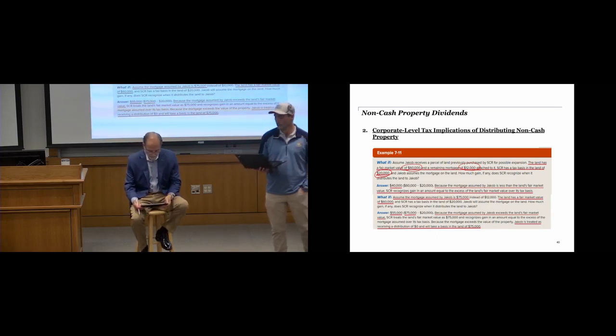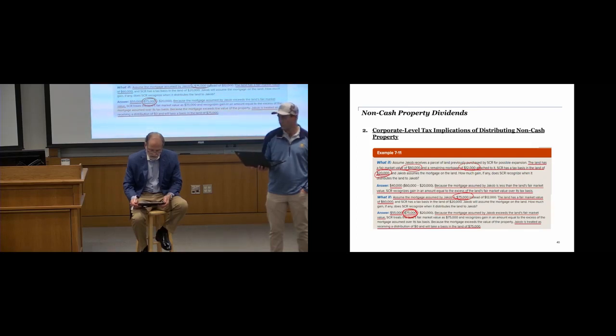Now assume the mortgage assumed by Jacob is $75,000 instead of $12,000. The land has a fair market value of $60,000. SER has a tax basis in the land of $20,000. Jacob will assume the mortgage on the land. How much gain, if any, does SER recognize when it distributes? This one is $55,000 because the mortgage assumed by Jacob exceeds the land's fair market value. SER treats the land's fair market value as $75,000 and recognizes gain in an amount equal to the excess of the mortgage assumed over its tax basis.